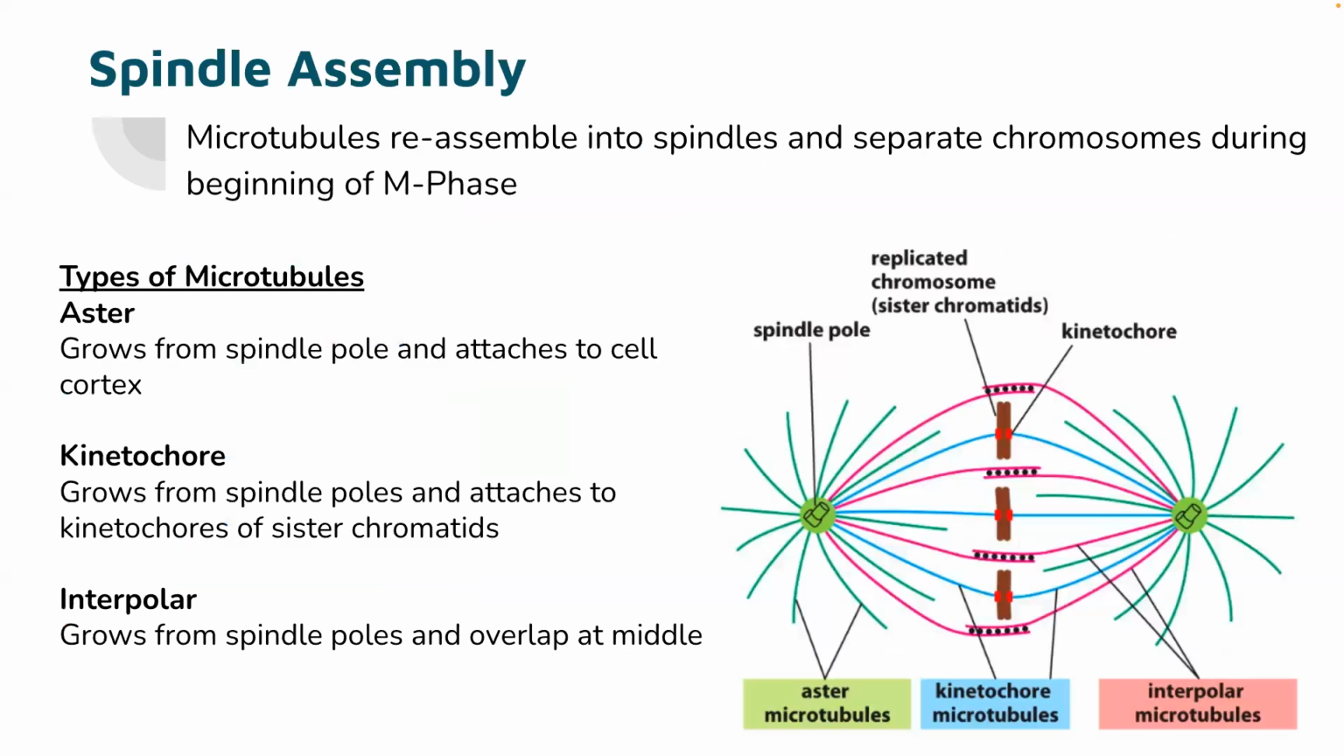Okay, so going into spindle assembly, microtubules reassemble into spindles and separate chromosomes during the beginning of M phase. So types of microtubules, we have asters, which grow from spindle poles and attach to the cell cortex. Kinetochore microtubules grow from spindle poles and attach to kinetochores of sister chromatids. And then interpolar microtubules grow from spindle poles and overlap at the middle.